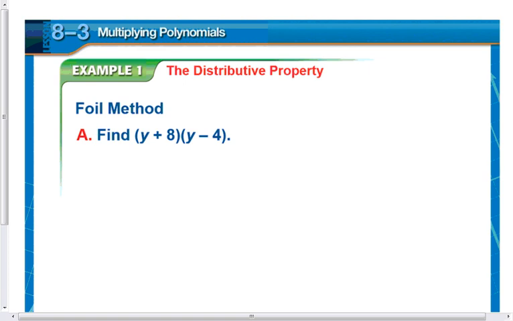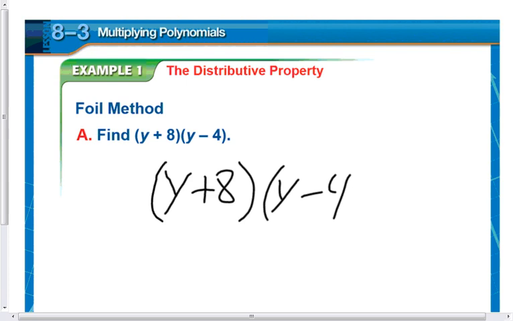A little bit different, you know, for people that think differently. So we're just going to rewrite the problem. That's probably the easiest way to do it right away. Just rewrite it. We got y minus 4.